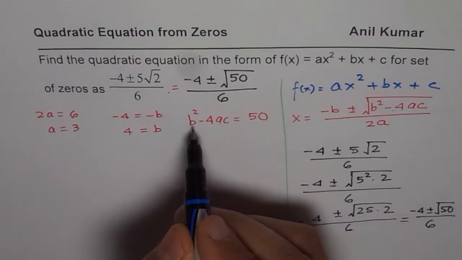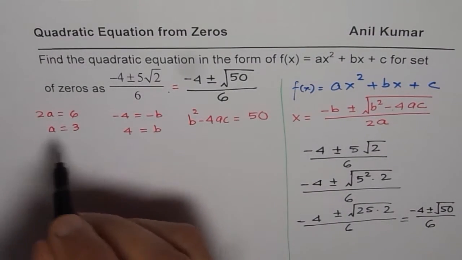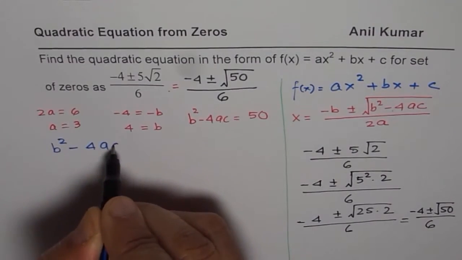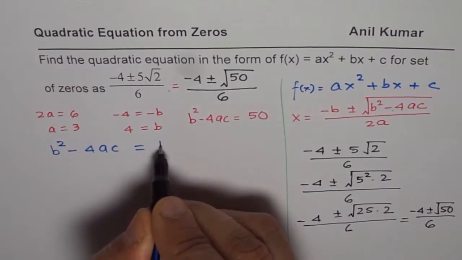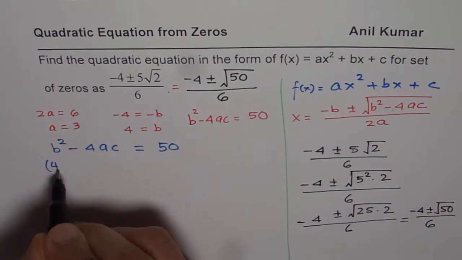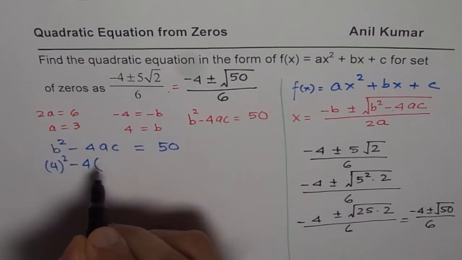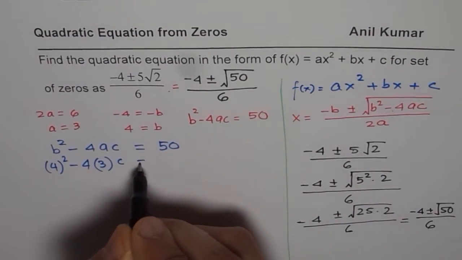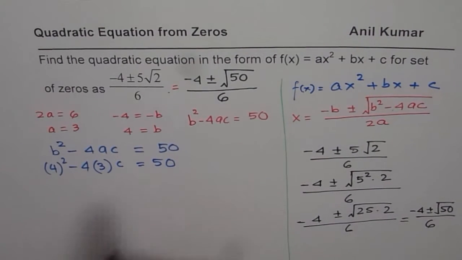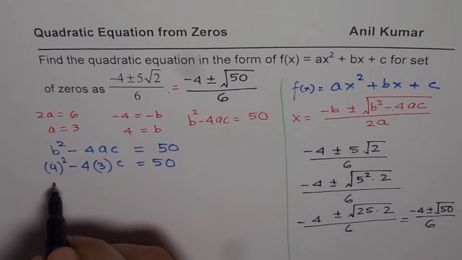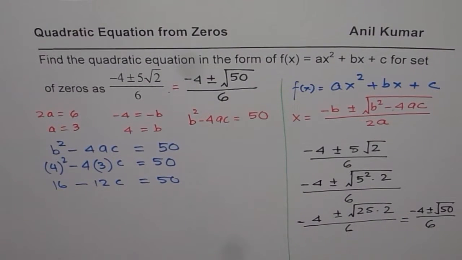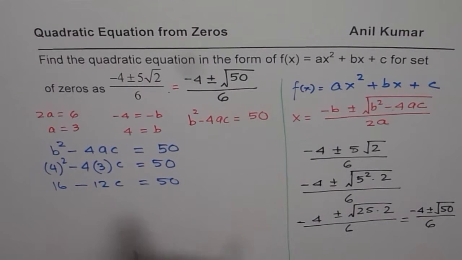So we'll substitute b as 4. Now let's redo. b² − 4ac is equal to 50. For us, b is 4, so I'm writing 4 here. So 4² − 4 times a, which is 3, times c is 50. Now we can take 4² to the right side. So we have 16 − 12c = 50. We need to solve for c to get the equation.